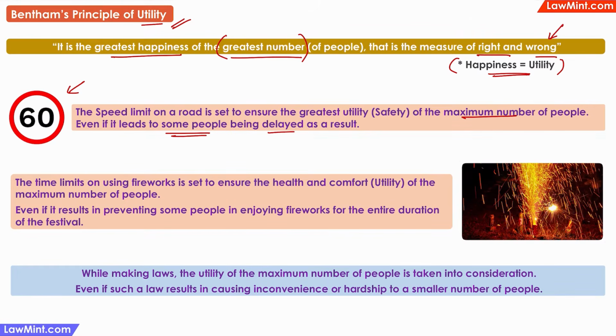Similarly, when time limits are imposed on fireworks, the health and safety of the maximum number of people is taken into consideration, even though such time limits are restricting some people from using fireworks throughout the day and night of the festival. So, to summarize, while making laws, the utility of the maximum number of people is taken into consideration, even if such a law results in creating an inconvenience or hardship to a smaller number of people.